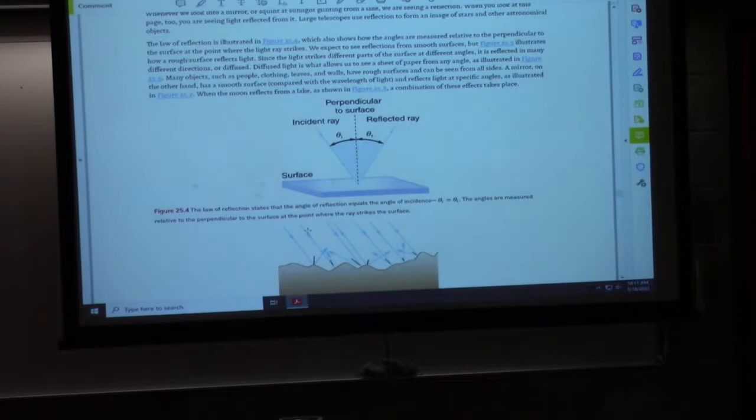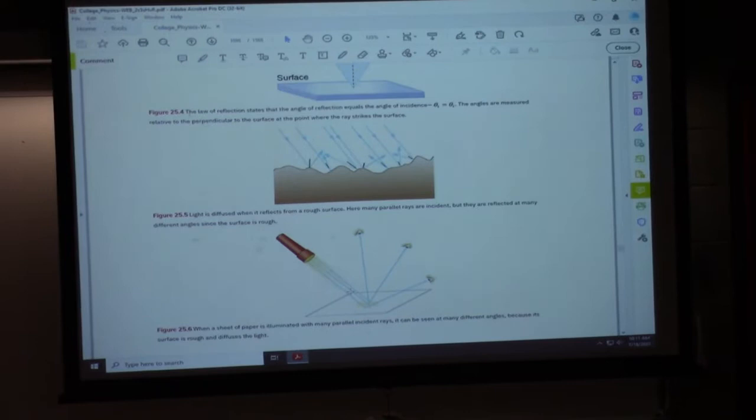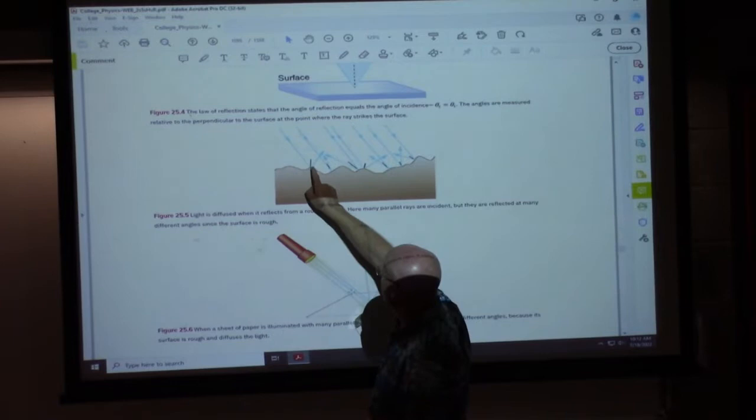Now, if you have a surface that is not smooth, that in a way is good if you want a bunch of people to see that light, because on a microscopic scale, the angle of incidence equals the angle of reflection for that ray, so that ray goes off in that direction.